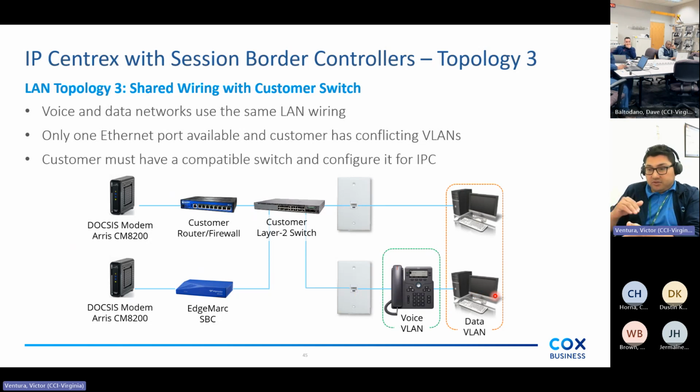Now, remember, all the different services are tagged with VLANs. VLAN 169 is data. Voice needs VLAN 269, and the management VLAN is VLAN 369. So the customer must have a compatible switch and configure it to be able to work with IPC.